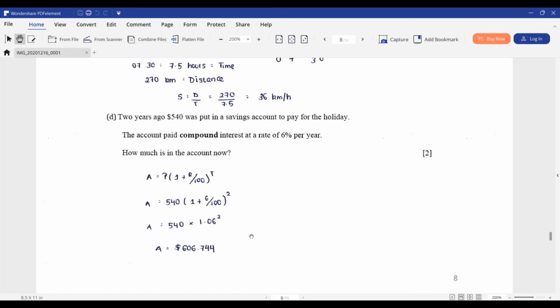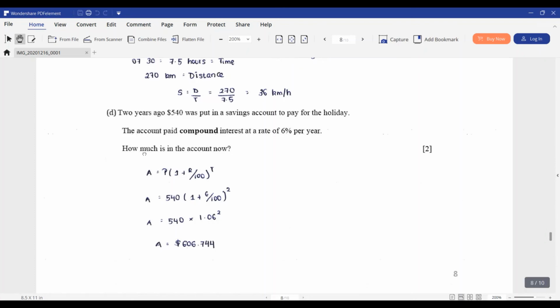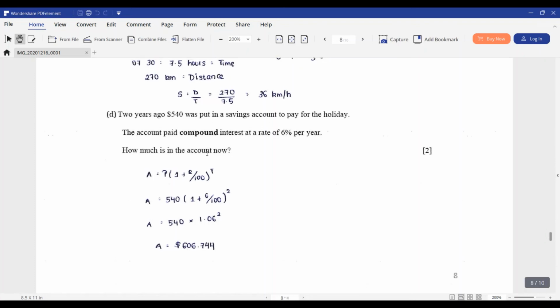Put this in your calculator, and your calculator should return you a value of $606.744. The reason I don't put this into any simpler form, like I don't put it to 2 decimal places, is because they ask for how much is in the account now. They want the exact amount. They have not mentioned it directly. Had they wanted the amount to 2 decimal places, they would have clearly specified it. Since they did not specify anything, I would list the exact amount in the account at the moment.